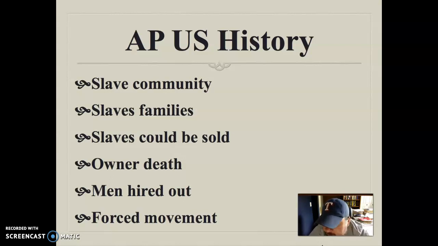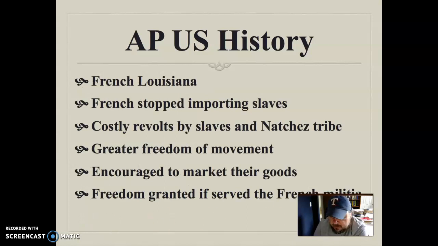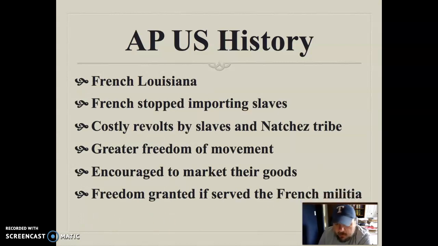Sometimes men were hired out to go work at other farms. Now this is only a temporary thing, but if you're not seeing your father for a whole summer, that's a pretty rough way to go. So men were hired out, and sometimes they had to work on other plantations, and sometimes they were forced to move. Plantations moved from seaboard cities to the interior. Over the course of the 1700s, about a third of the slave population actually is going to see their movement. Okay.